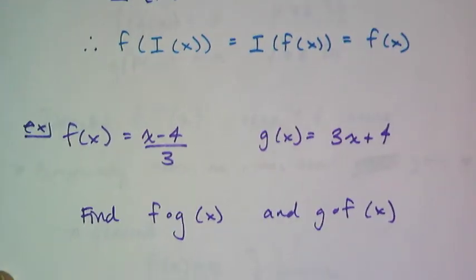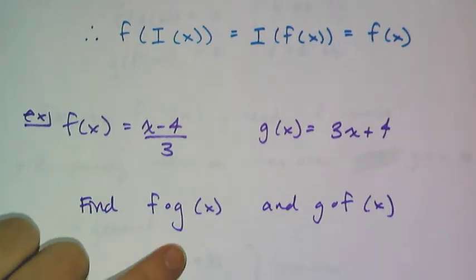Now let's look at these two functions, f of x equals x minus 4 over 3, and g of x equals 3x plus 4, and these were chosen for a very specific reason. So let's find the compositions, f of g of x and g of f of x.